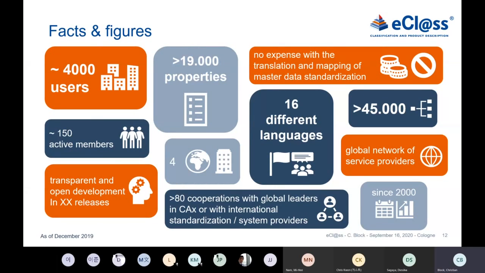So a few facts and figures about ECLASS. As I said, on the right bottom here, ECLASS is about 20 years old. So they started in the year 2000 with the focus on sales and procurement. In this starting year, they had just 10 members, and now 20 years later, they have 150 members. 150 members does not mean users of ECLASS. So we have more than 4,000 users, and by users, I do not mean people, we mean companies using ECLASS in data exchange processes. For this data exchange, at the moment, we have more than 45,000 classes to classify products. And to describe these products, there are more than 90,000 properties available in the dictionaries.